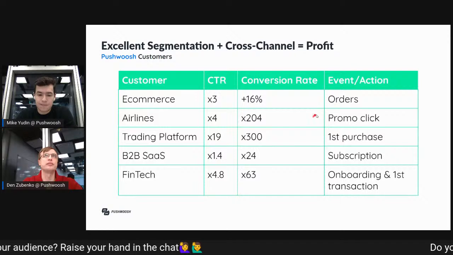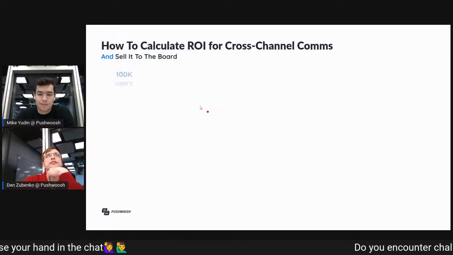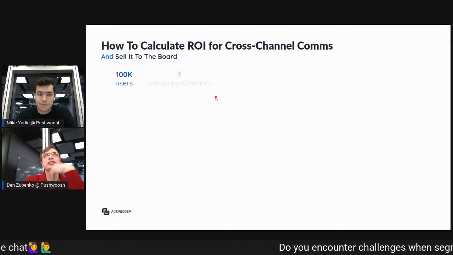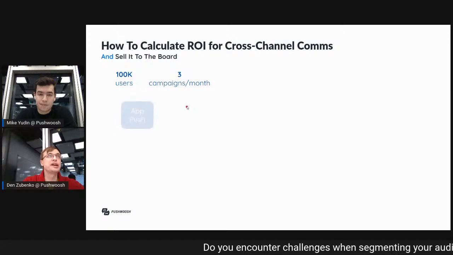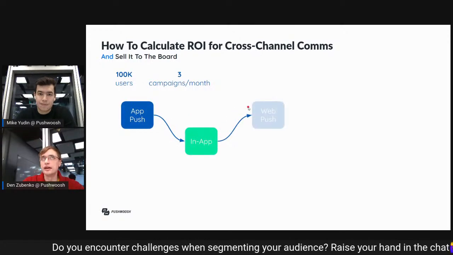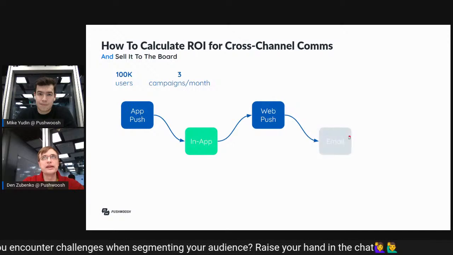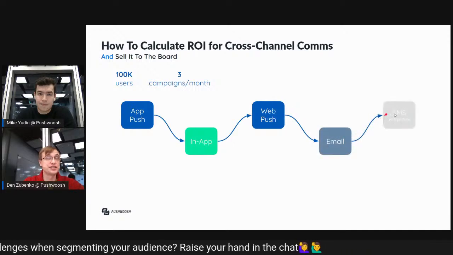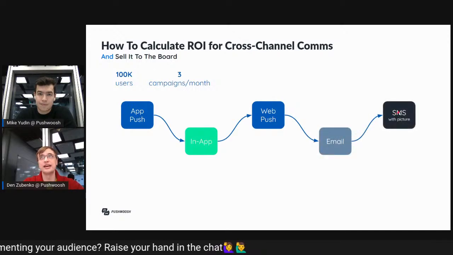So let me give you an example. For every 100,000 of your users, if you run 3 campaigns per month, and the campaigns look like app push notification, in-app, then web push, then email, and finally, as a last chance channel, the most expensive channel, SMS.